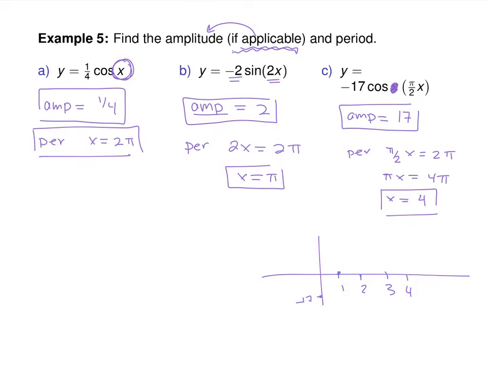It'd go up, cross at 1. By 2 it'd be at positive 17. It'd cross and go back down. It's just that the divisions on the x-axis are different because of the stretching. Yeah, we'll graph a few of them, so like this one.